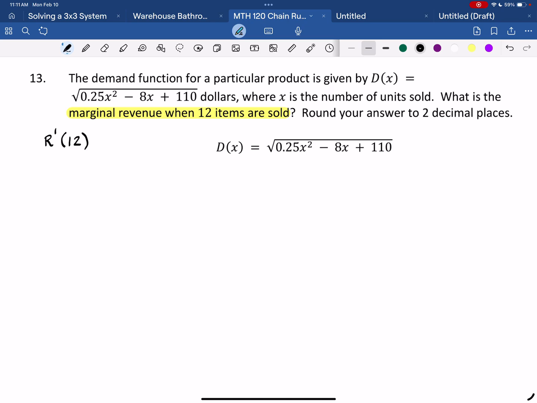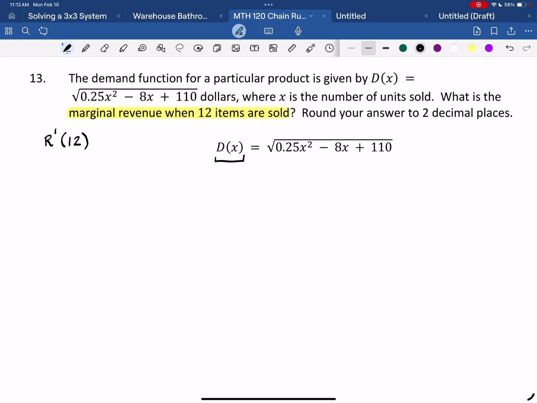Marginal revenue is the instantaneous rate of change of revenue. In other words, how is revenue, that is the money we're bringing in, changing when we're selling at the level of 12 items? Now we have to be careful here. We're given a demand function and not the revenue function. And the demand function is really the price of the item, because how many people want to buy something is kind of based on how much it costs.